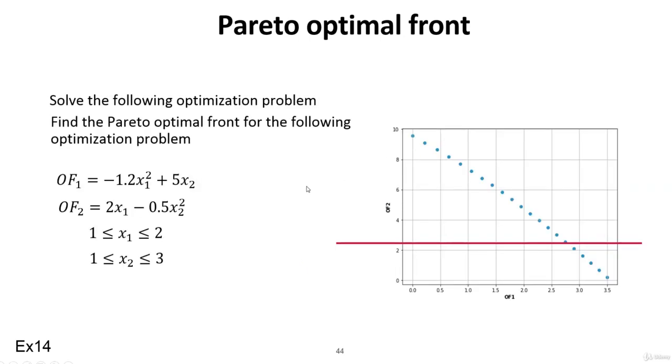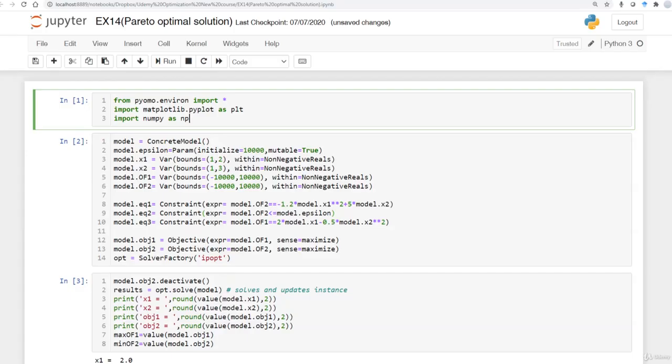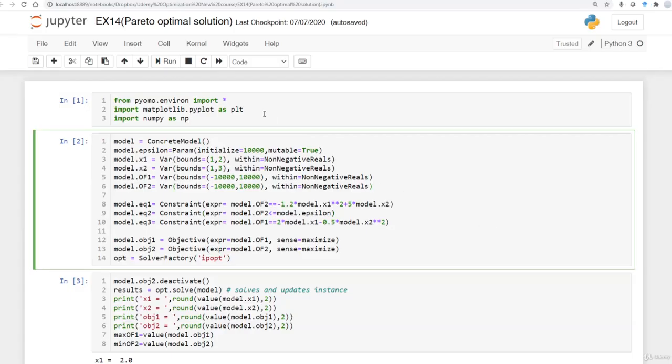Okay, so for simplicity, consider this very easy example. There are two constraints. OF1 is something, OF2 is something else, and the range of variation for x1 and x2 are also specified. Okay, so let's have a look at the Python code.